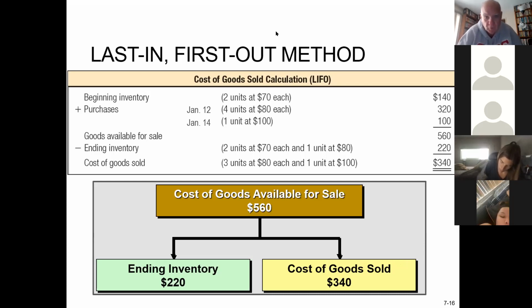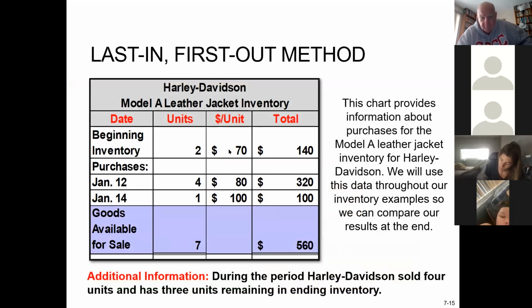Okay. Cost of goods sold under LIFO. Dominic hit it right on the nose. We sold the most recent purchase, which was just 1 item for 100. And the purchase on the 12th, we had 4 units. We didn't need 4, so we have 3.